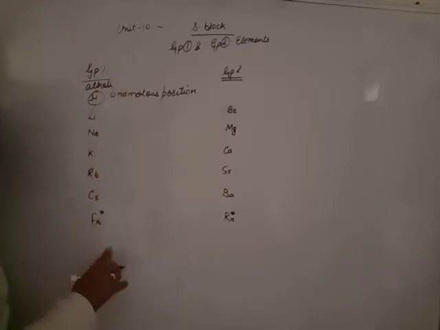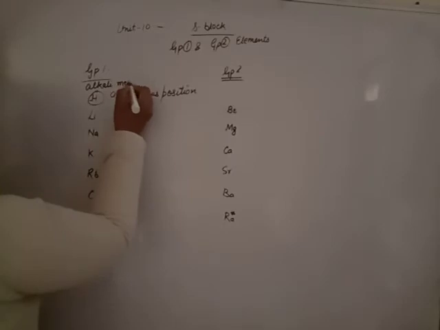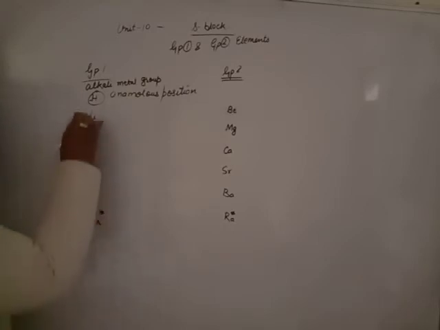All are metals, then alkali metal group, because all the elements included in group 1 form strong bases in the form of oxides or hydroxides, and all are metallic in nature. All are metals. So this group is known as alkali metals.